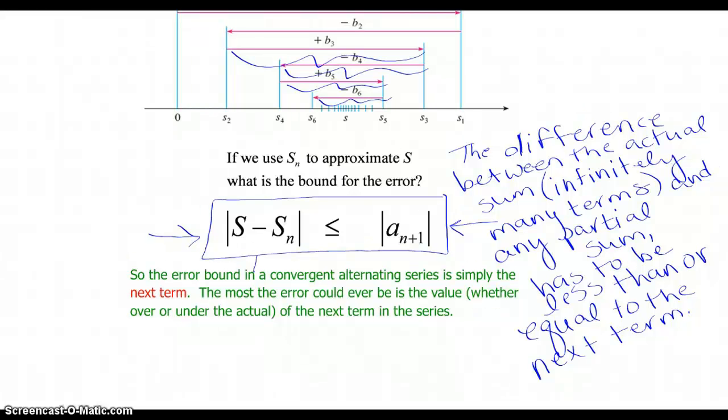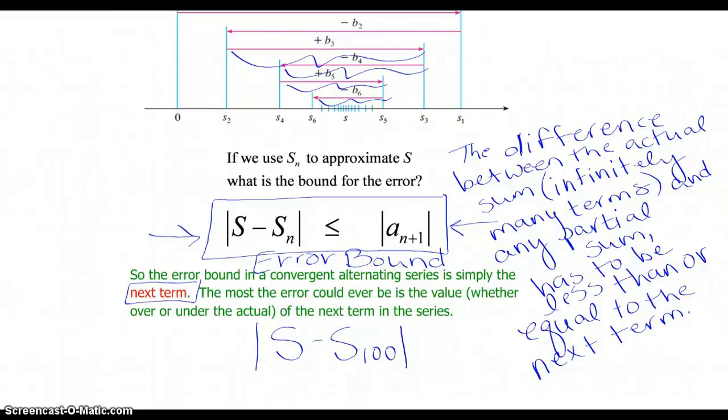Here is the error bound for a convergent alternating series. So the error bound in a convergent alternating series is simply the next term. The difference between, I can promise you, the actual sum and the 100th partial sum must be less than the 101st term. That's what this is saying. The most the error could ever be is the value, whether over or under, that's why we're using absolute value, of the next term in the series.